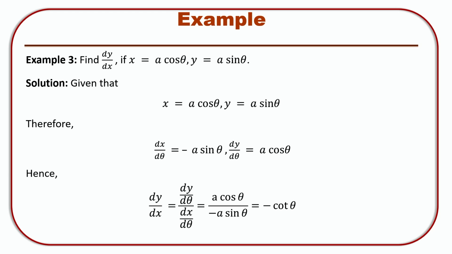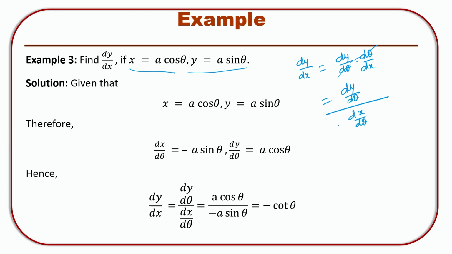Similarly, find dy by dx if x equal to a cos theta and y equal to a sin theta. This is also a good question, and you have to first find dy by d theta and dx by d theta in terms of theta, and then put the given values. Since we have to find dy by dx, dy by dx can be written as dy by d theta into d theta by dx, right? So this can be written as dy by d theta divided by dx by d theta.